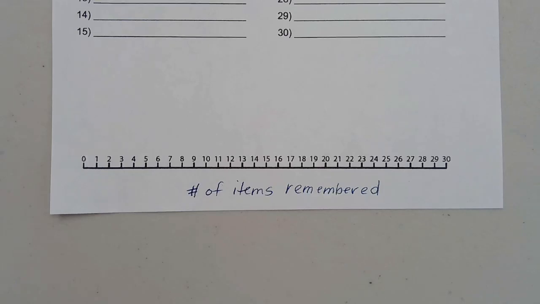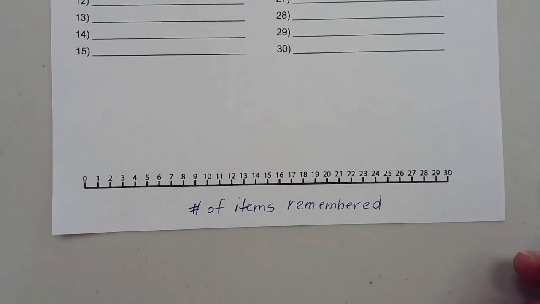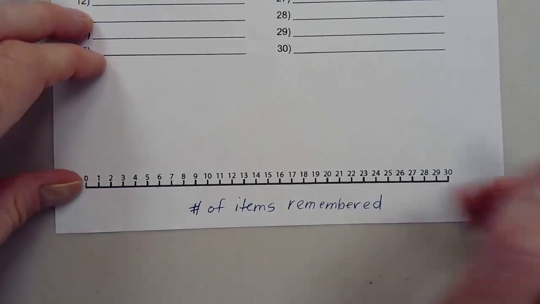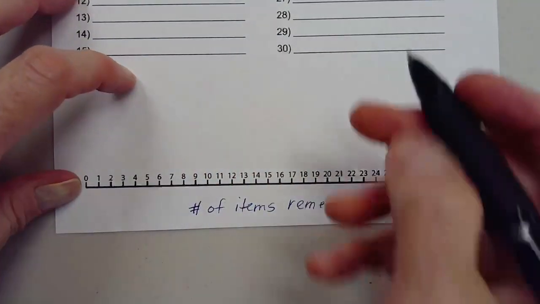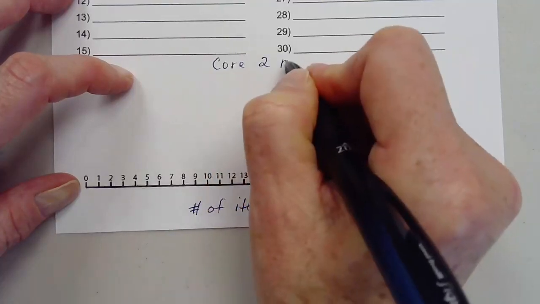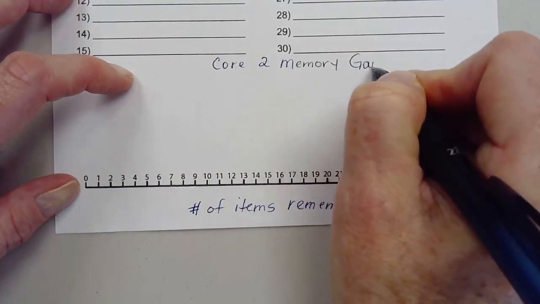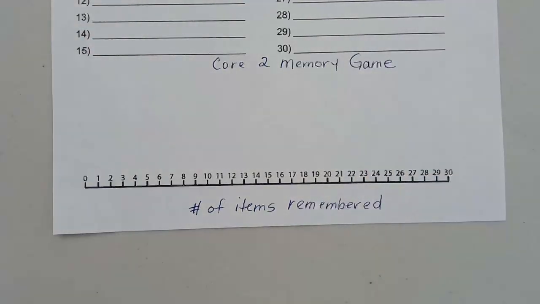What is it that we did? Say it again. Okay, we played the memory game, right? And so this is, I did this already for Core 1, so I'm going to put Core 2 memory game. Okay, and when we finish, I'll show you Core 1, and we can compare.